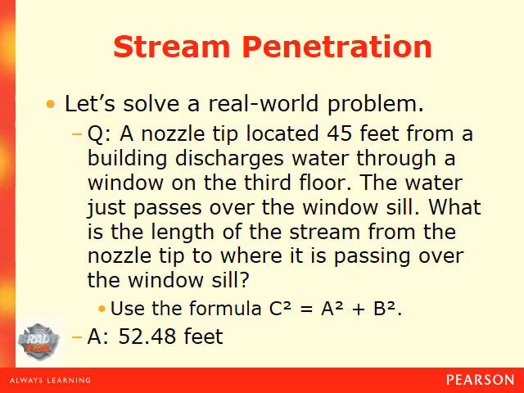All right, so the biggest problem here is putting in our numbers in the right spot, because they give me all the information. So here's a real world problem. A nozzle tip is located 45 feet from a building discharging water through the window on the 3rd floor. The water just passes over the windowsill. What is the length of the stream from the nozzle tip to where it passes over the windowsill?